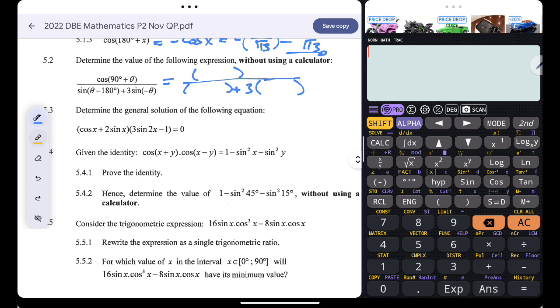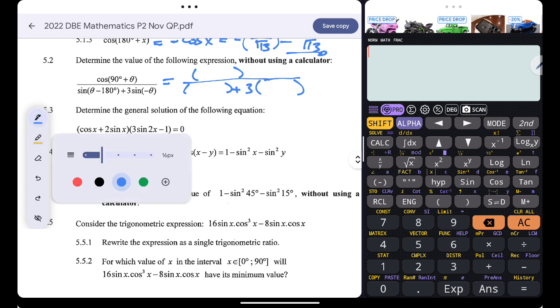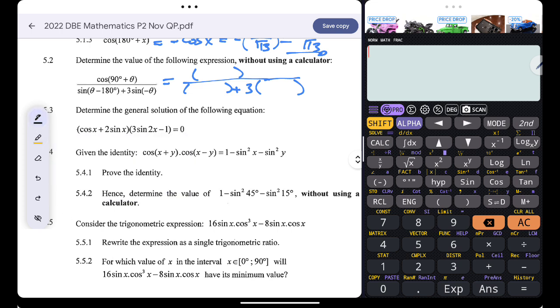Okay, whenever I see 90 plus or 90 minus, that means I must use my cofunctions. Are you together? But before I do so, I must check whether this trig ratio I'm trying to change is positive or negative. 90 plus is in the second quadrant and cos is negative. So that means I'll change to a negative sine theta.